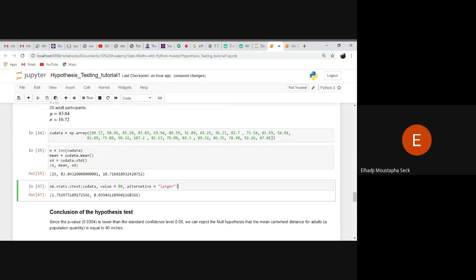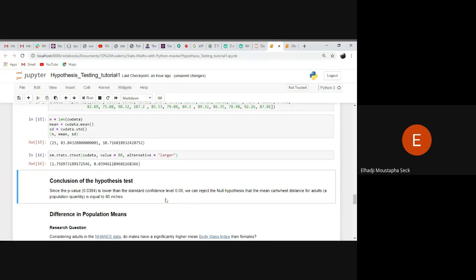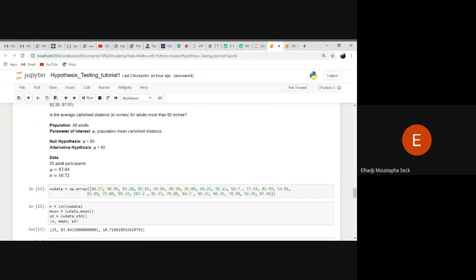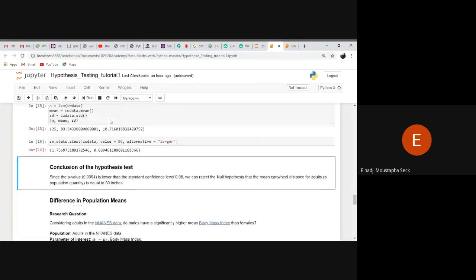So let me just complete this. Still the same, I have the test statistic and I have the z value. So what is the conclusion of this test? Since the p-value is lower than the standard significance level, which is 0.05, we can reject the null hypothesis that the mean cartwheel distance for adults is equal to 80 inches. So that means that the mu of the cartwheel distance is not really equal to 80 inches. So this is all for this research question, and I hope you understand this very well.